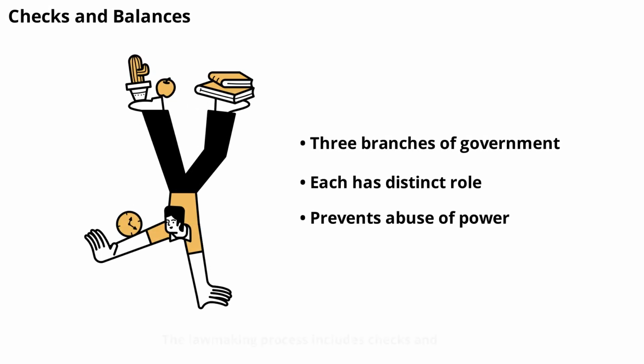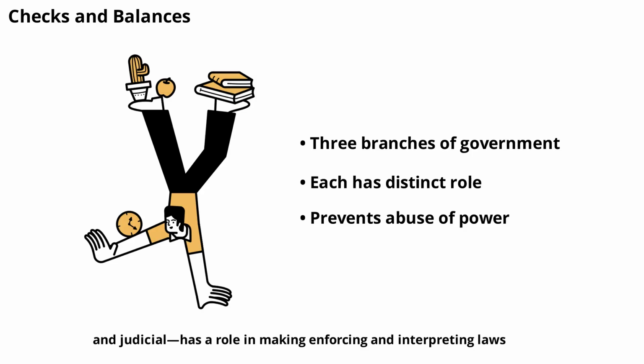The lawmaking process includes checks and balances to prevent abuse of power. Each branch of government, legislative, executive, and judicial, has a role in making, enforcing, and interpreting laws. This system ensures that no single branch becomes too powerful.